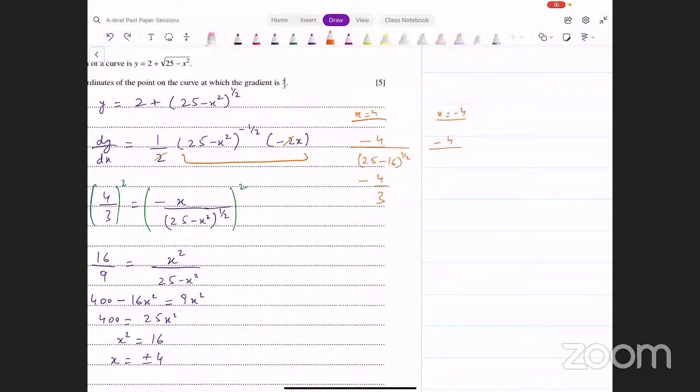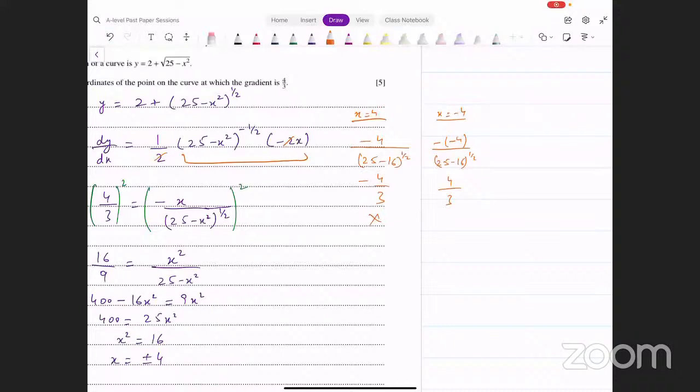-4 minus into -4 divided by 25 minus 16 whole raised to power 1 over 2, and that's going to give us 4 over 3. तो x equals -4 input करने से हमें 4 over 3 gradient मिलता है, which is what we want. x equals 4 input करने से हमें -4 over 3 मिलता है, which is not what we want.